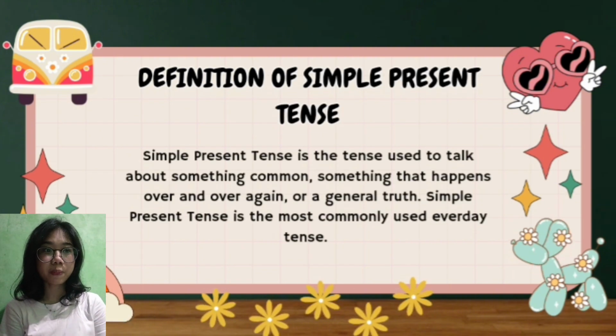Definition of simple present tense. Simple present tense is the tense used to talk about something common, something that happens over and over again, or a general truth. Simple present tense is the most commonly used everyday tense.